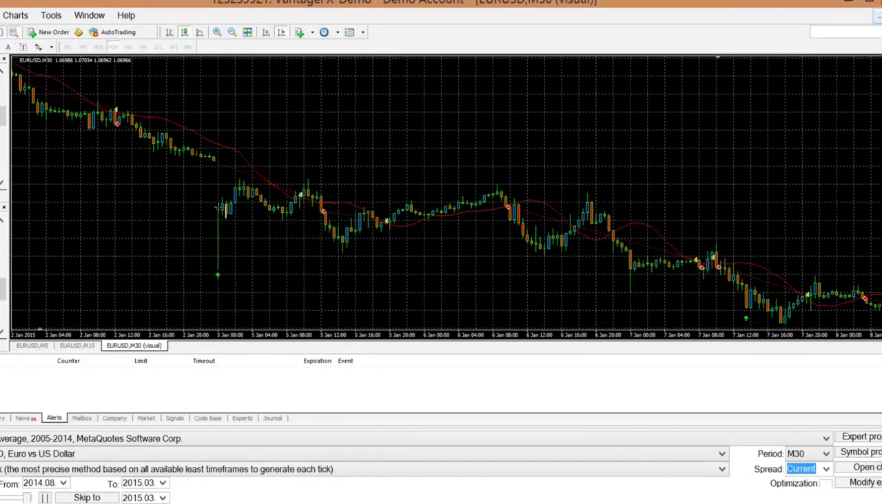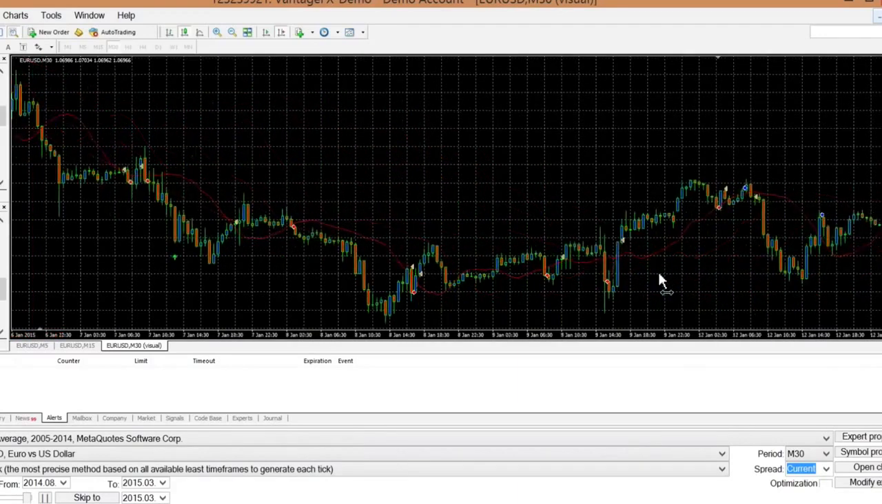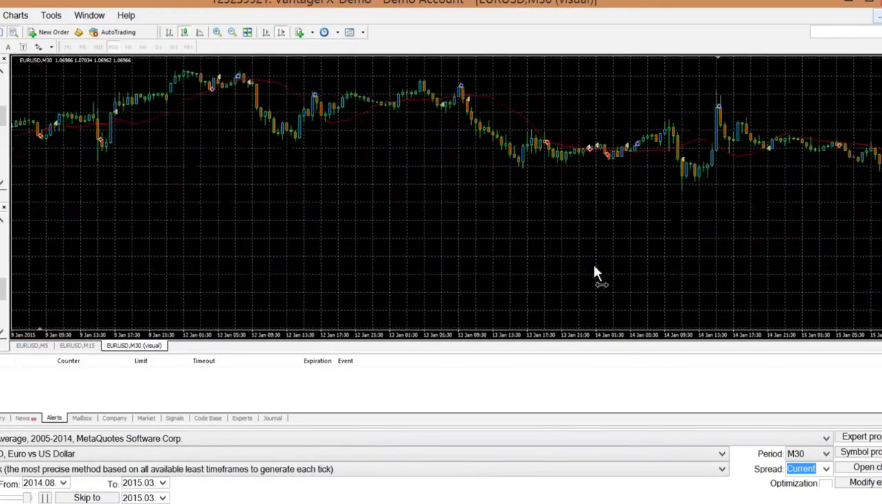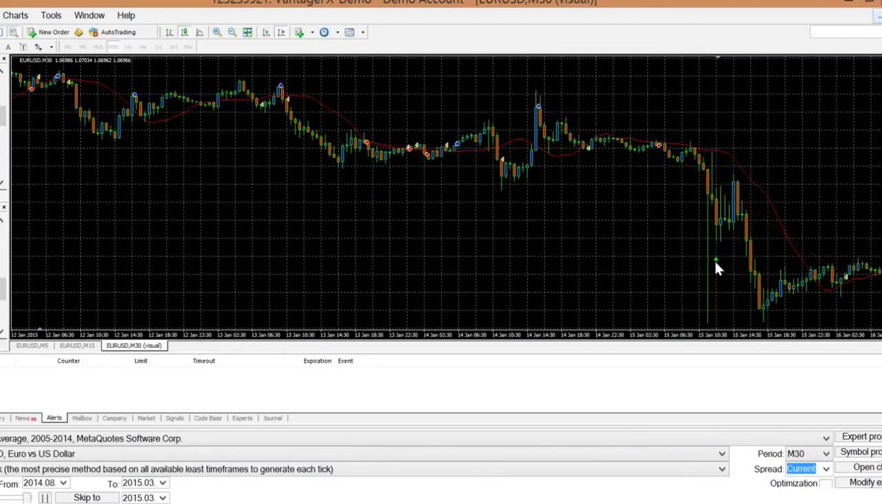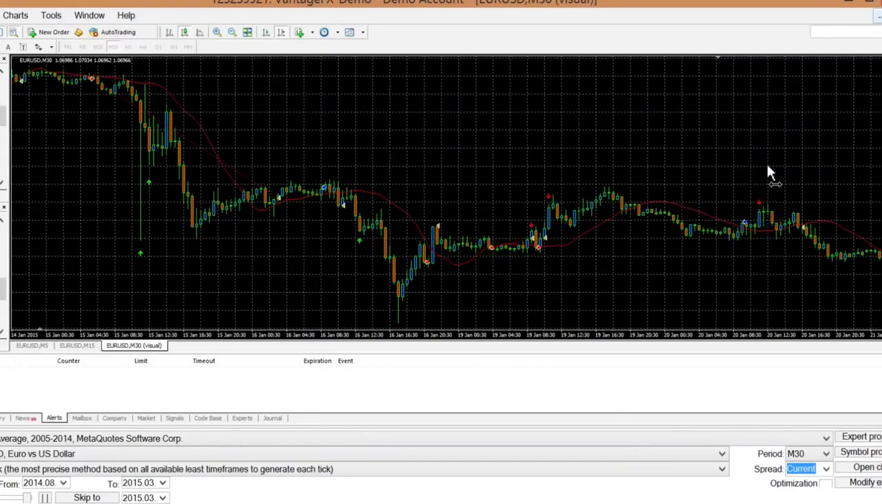It says the next candle should go up. The next candle does go up. That's a win. This one says next candle should go up. It goes up. That's a win. Let's keep going. This one says the next candle should go up. It does. We win again. This one says the next candle will go down. It goes down. We win again. This one says the next candle will go down. We lost that one.